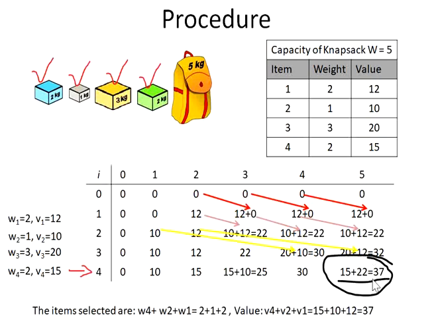So this has been traced out to the weights W4, W2, W1, which are 2, 1, 2, that have been selected, and the values V4, V2 and V1 have been selected, and we got 37 as the value. So this is dynamic programming for 0/1 knapsack.